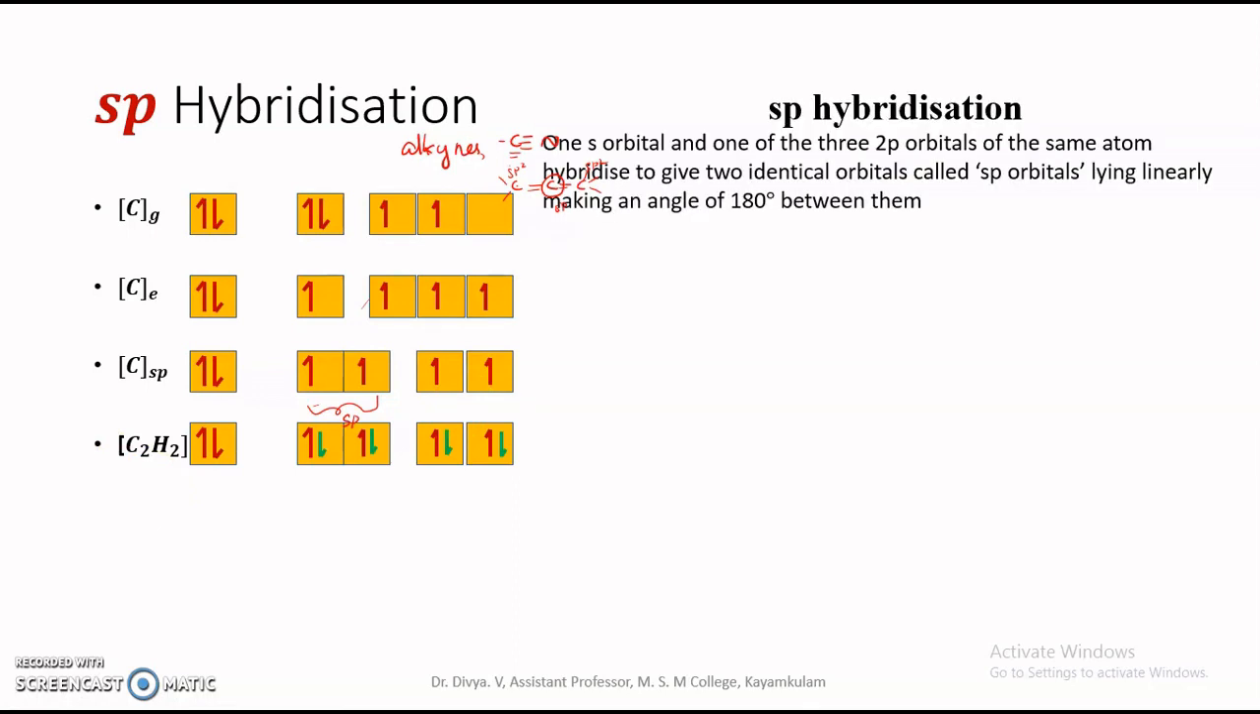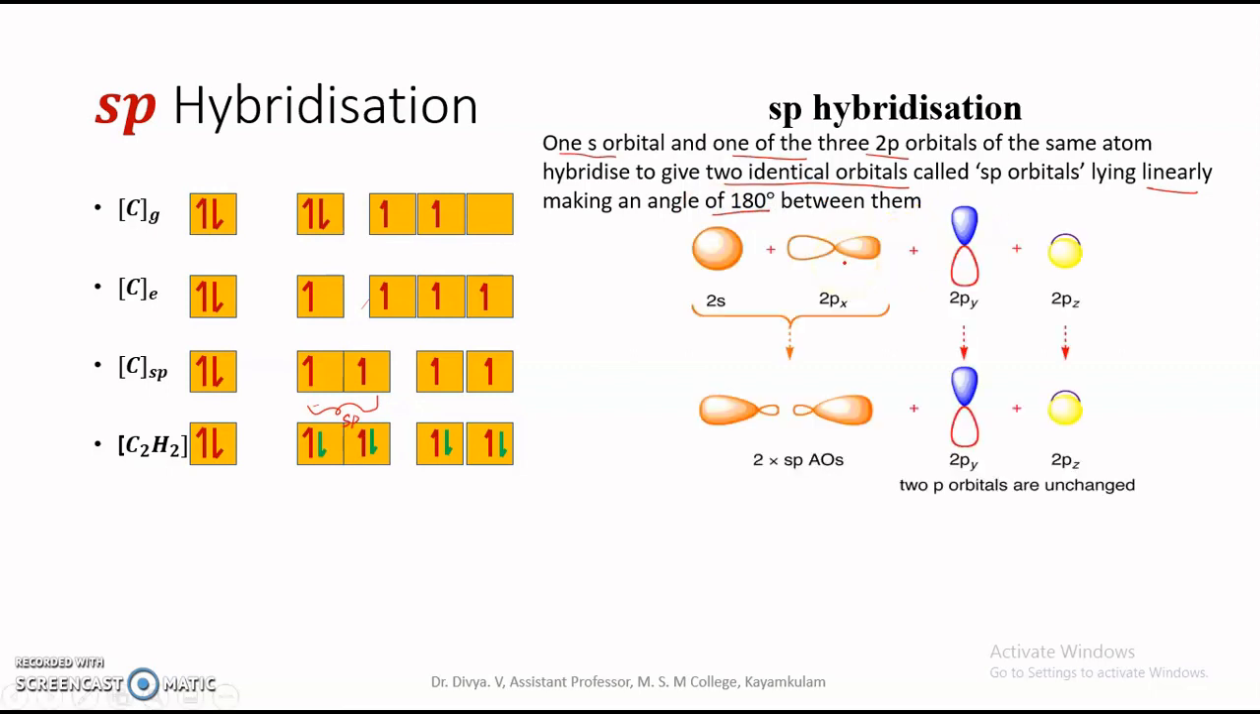Okay, now we can define sp hybridization as follows. During sp hybridization, one s orbital and one of the 3 2p orbitals of the same atom hybridize to give 2 identical orbitals called sp orbitals lying linearly, making an angle of 180 degrees between them. So here you can see the hybridization pattern.